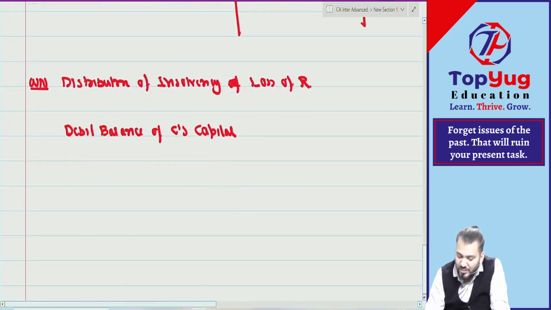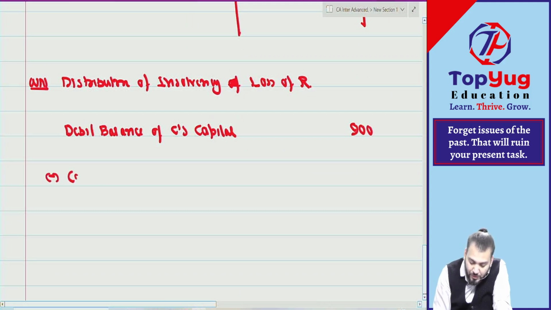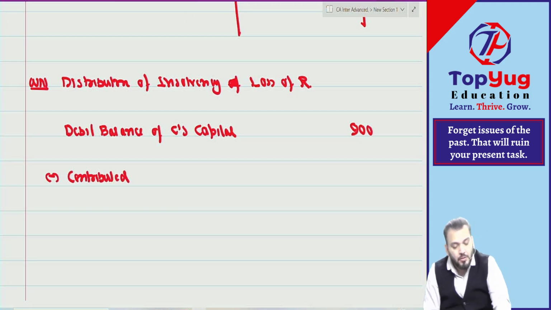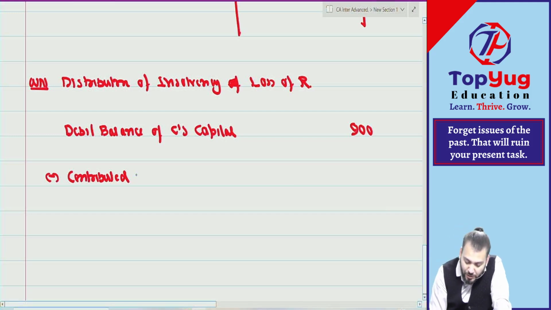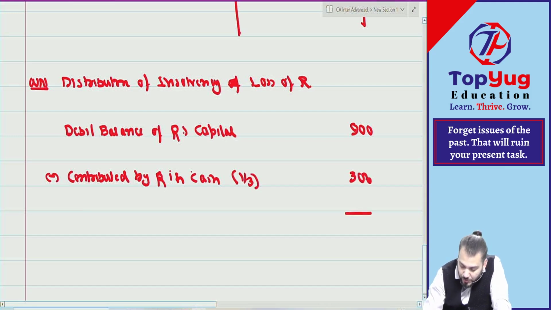But how much will he contribute? Less: contributed by R in cash. How much is he contributing? 1/3. Correct. So 300. So what is the insolvency loss? Insolvency loss is 600.